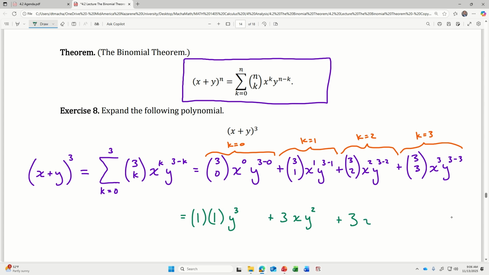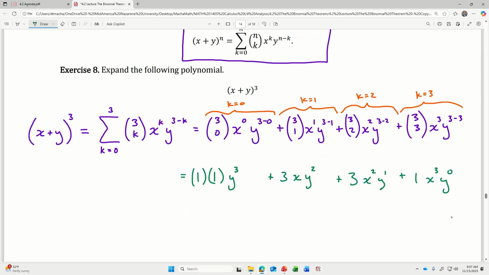But then I've got this. How many ways can I choose 3 out of 3? There's only one way to do that. Y to the power 3 minus 3 is y to the power 0. Anyways, we can simplify and simplify and simplify. I get y to the third plus 3xy squared plus 3x squared y plus x cubed.